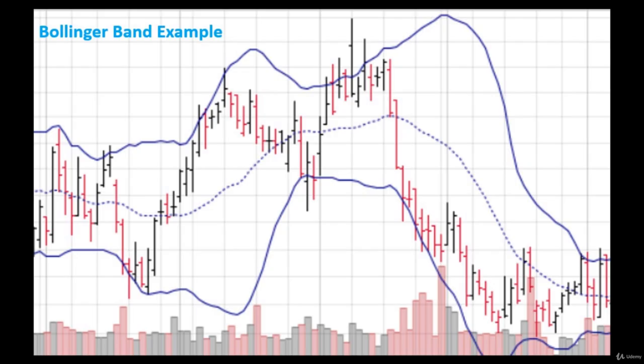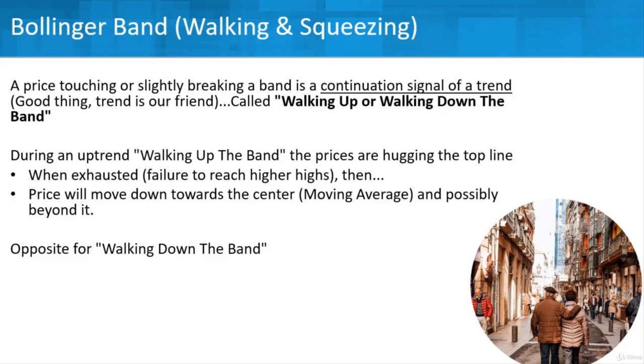And that can tell us quite a bit. If we see this, there are different things that are going to tell us what to do in terms of trading. And that's what's really important too. But get a feel for what these look like, and then we're going to show you actually how to trade off it. So one thing when you're looking at Bollinger Bands, you're looking for walking and squeezing. Oh, that sounds like fun, doesn't it?